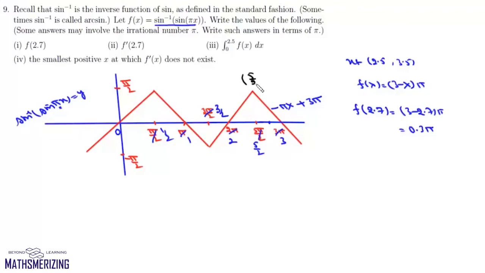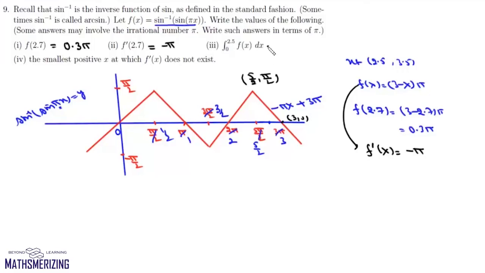You can also find the equation of this straight line using the coordinate system. This point is 5 by 2 comma pi by 2, and this point here is 3 comma 0. Using the two-point form, we can find the equation of this straight line. The answer to this first question is 0.3 pi. Now we differentiate it. f dash x will be simply minus pi, so at 2.7 its derivative will be simply minus pi.